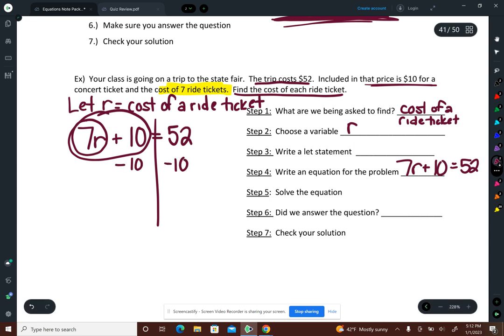So I'm going to subtract 10 from both sides. The plus 10 and the minus 10 are going to cancel. So I get 7R equals, and then 52 minus 10 is 42. Now I just have one step left to do.